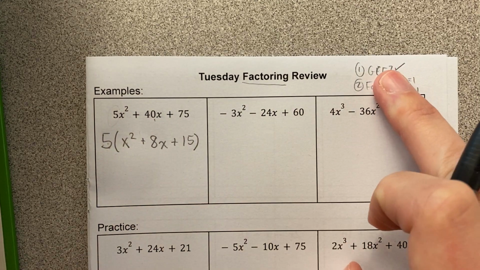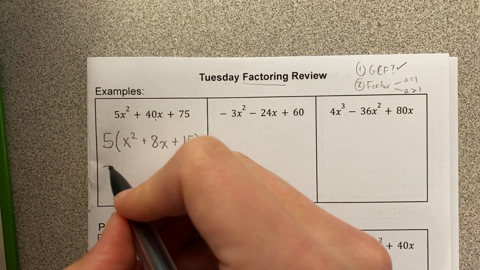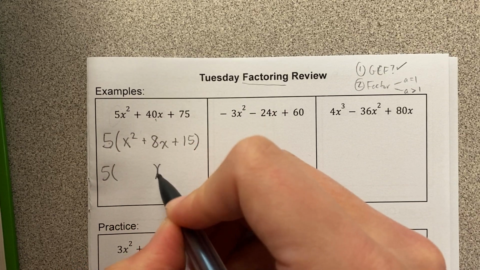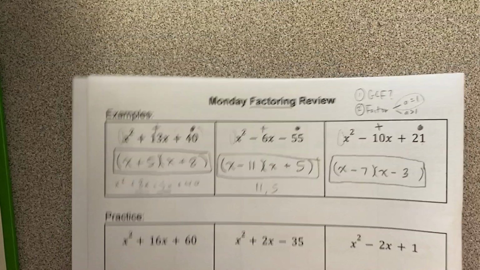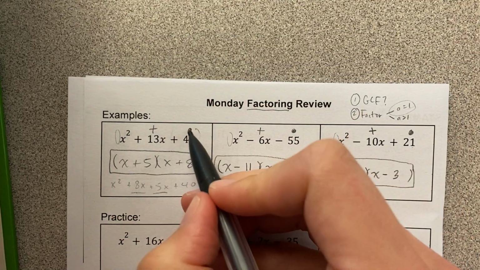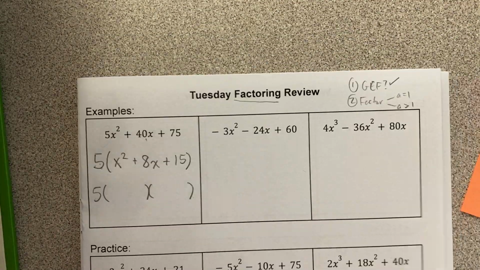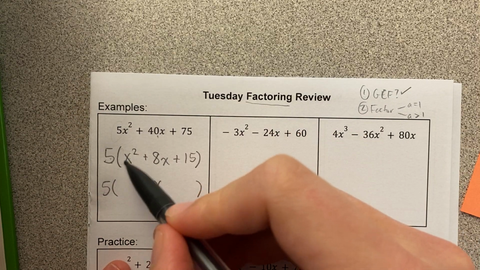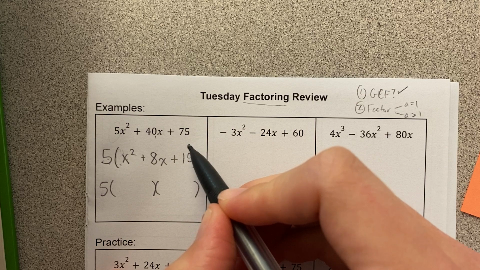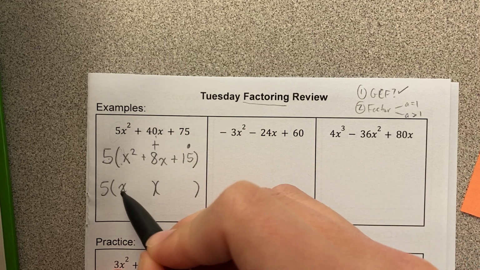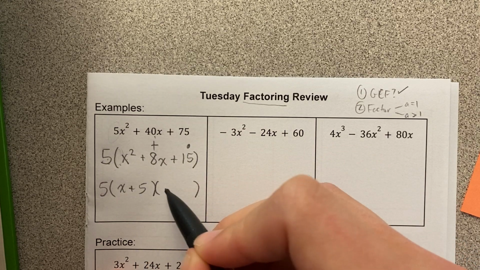So first I checked for the GCF. I did that. Now my next step is going to look like this. And here, this is going to be just like what we did yesterday. If you remember yesterday, we needed two numbers that multiply to this, add to this. And why is it like yesterday? Because notice, I have just a 1x squared here. And so I need two numbers that multiply to 15, add to 8. And those two numbers are 5 and 3.